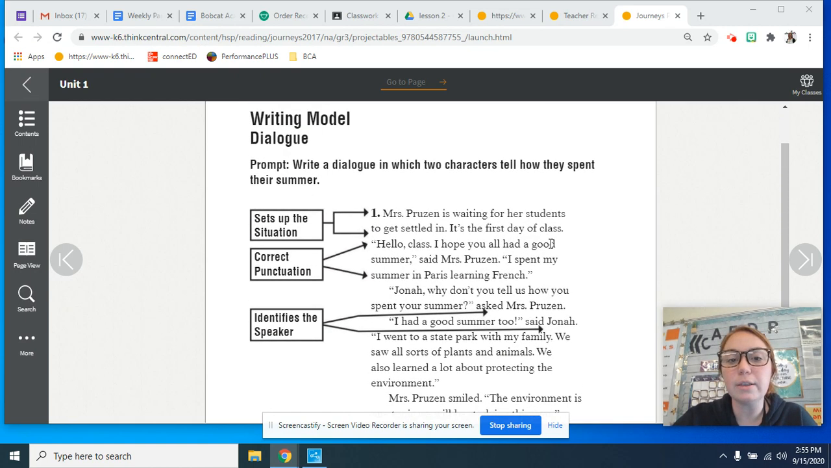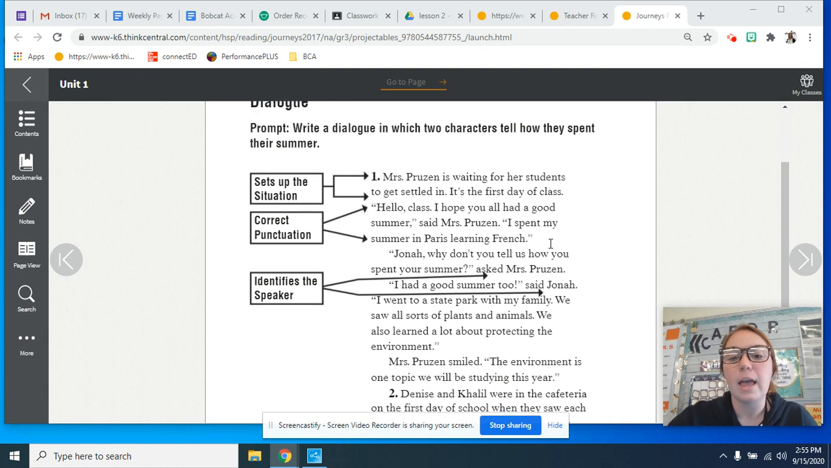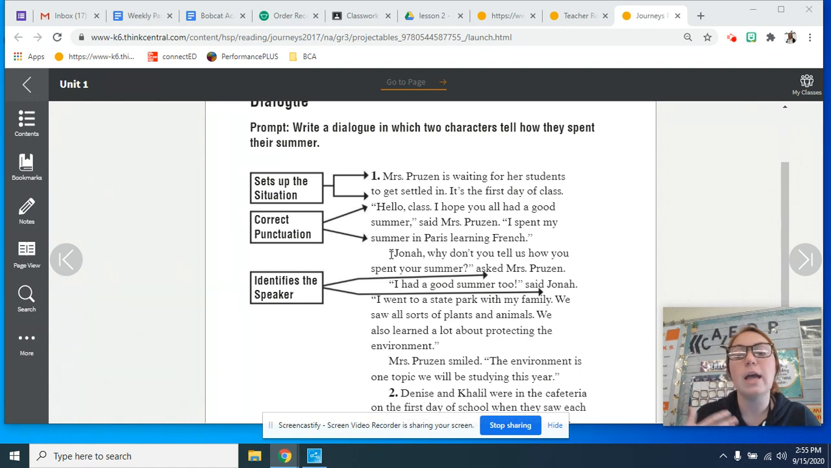Again, we have the correct punctuation, the quote marks, and the identification of the speaker. Looking at the dialogue, it shows that conversation back and forth. Great authors and writers use dialogue in their stories to show that. What they need to do, just like you will have to, is make sure you're using those quote marks and identifying the speaker.